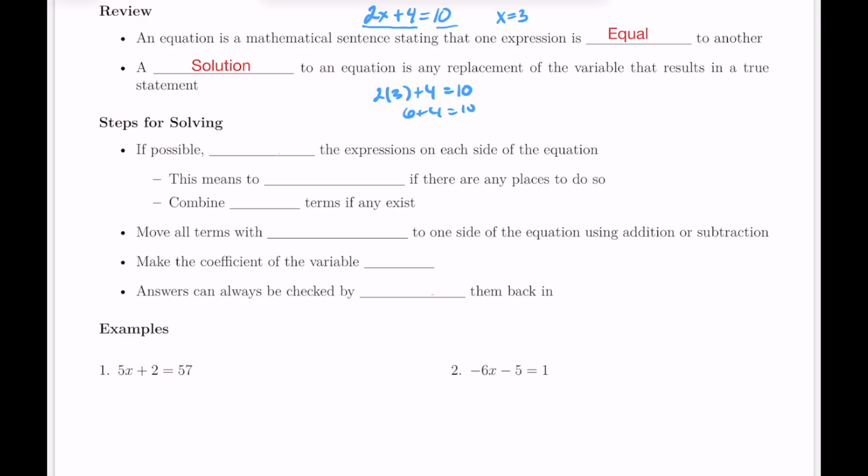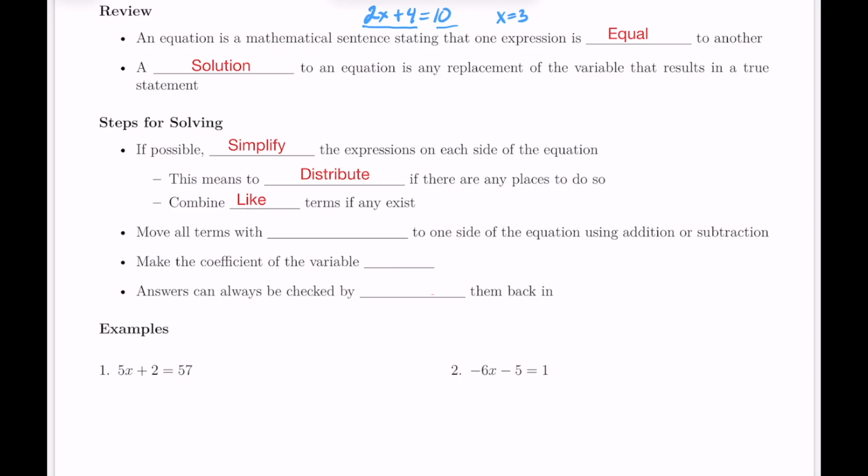So today we're going to be working on solving some more equations. Now, as we do this, if possible, you should really simplify the expressions on each side of the equation as much as you can. This means that we're going to distribute if there are any places to do so. And you also want to combine like terms if they exist.